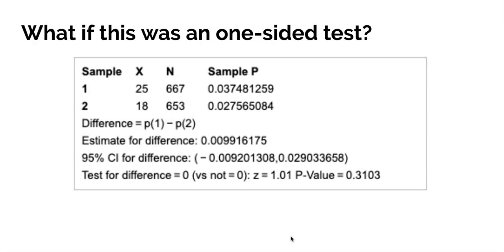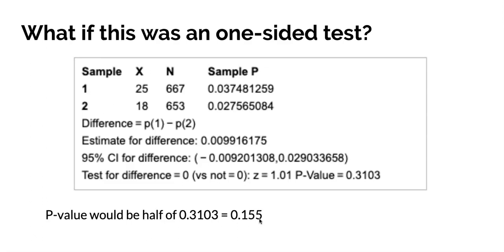What if this was a one-sided test? What will happen to the p-value if this was a one-sided test instead of a two-sided test? The p-value will be half of that 31.03%. So the p-value will be 0.155, but you see how that's still bigger than 0.05, so we still fail to reject.